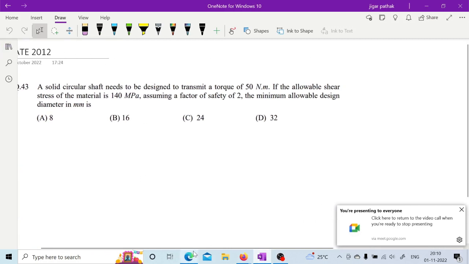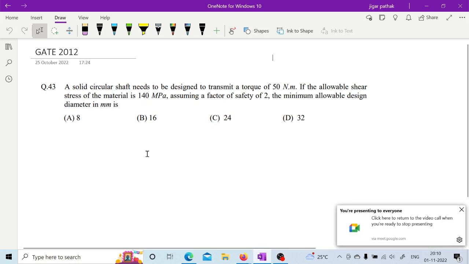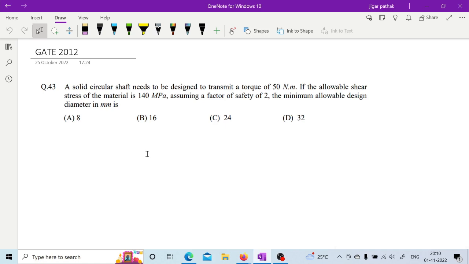So it is from GATE 2012. A solid circular shaft needs to be designed to transmit a torque of 50 Newton meter. If the allowable shear stress of the material is 140 megapascal, assuming a factor of safety of 2, the minimum allowable design diameter in mm is. Can you try this one? Yes sir, doing sir. First you need to calculate that tau, right?